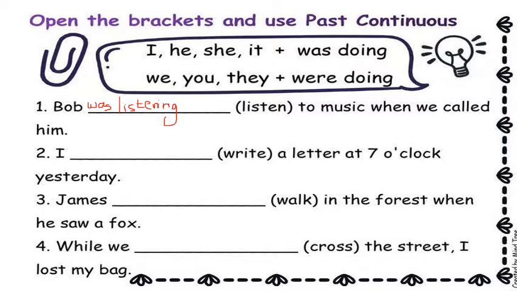Like I was writing the letter at 7 o'clock. James was walking in the forest when he saw a fox. While we were crossing the street, I lost my bag. Notice that at the end, at the last sentence, I used were with we.